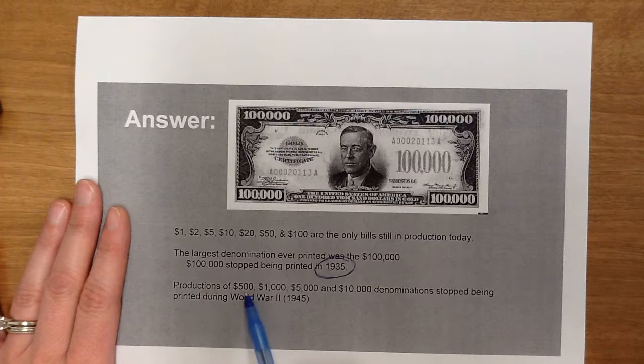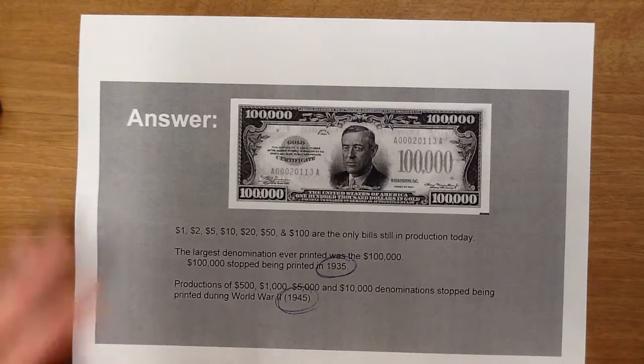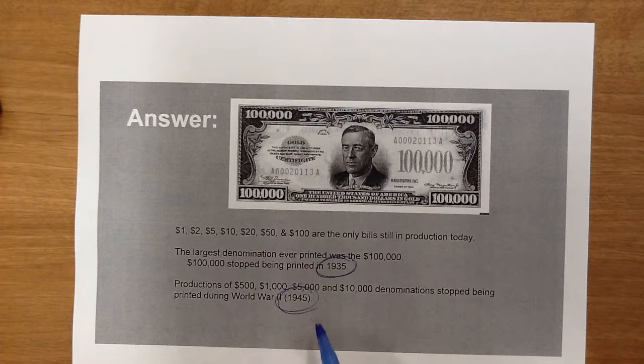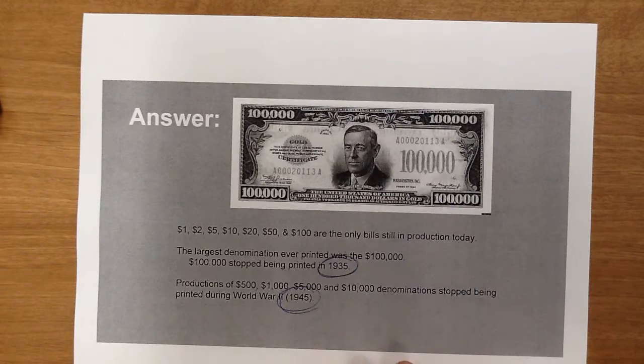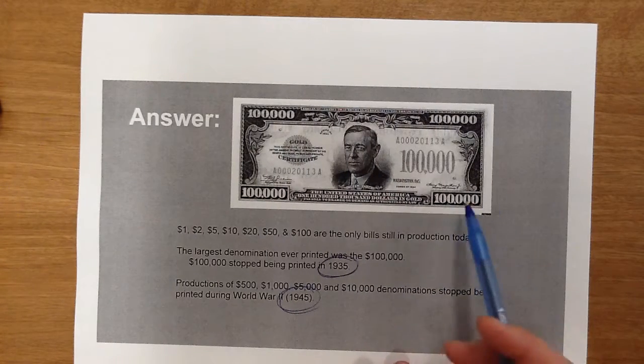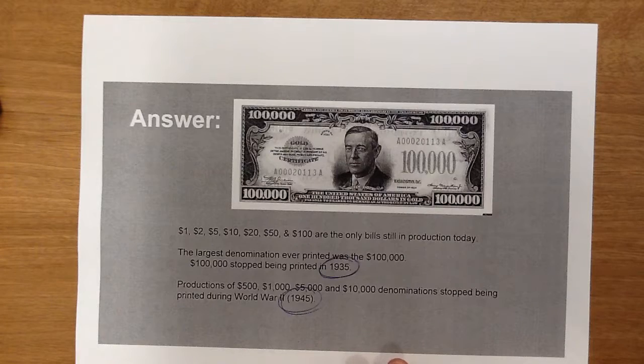It says production of the 500, 1,000, 5,000, and 10,000 denominations stopped being printed after World War II. So online it said that they still do exist, but you have to go to, I think, the Treasury Department if you want one of these. So if you went to Washington, D.C., and you had enough money, they could give you one of these bills. So I would love for you to come back someday and show me one of these bills if you have enough money.